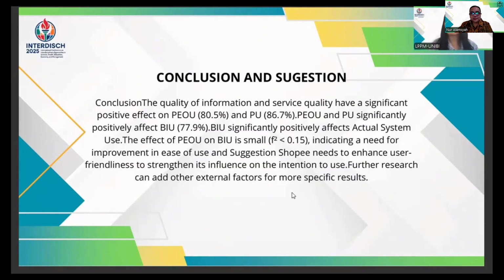The suggestion: Shopee needs to enhance user friendliness to strengthen its influence on the intention to use. Further research can add other external factors for more specific results.